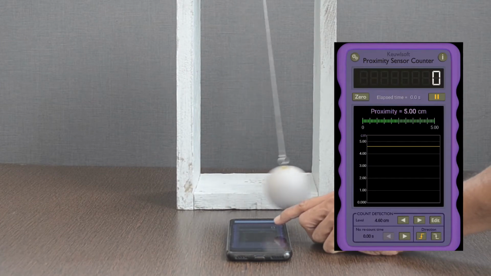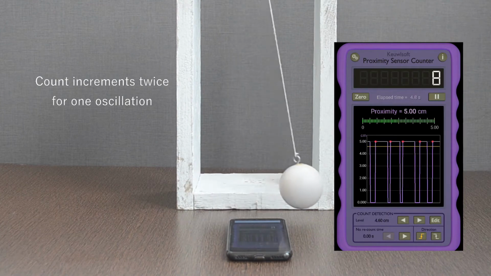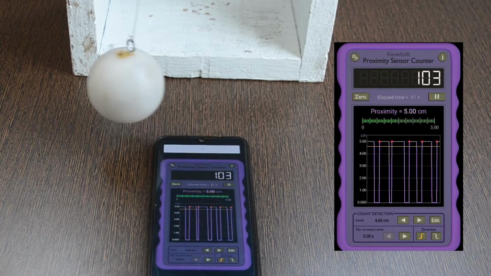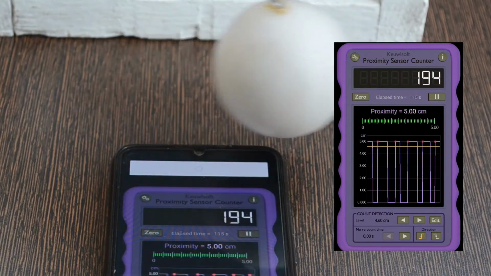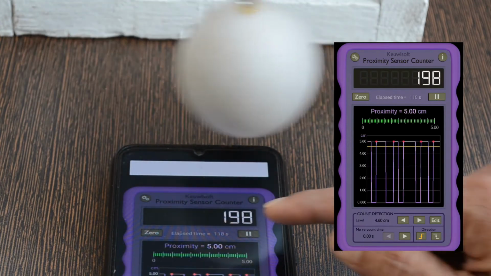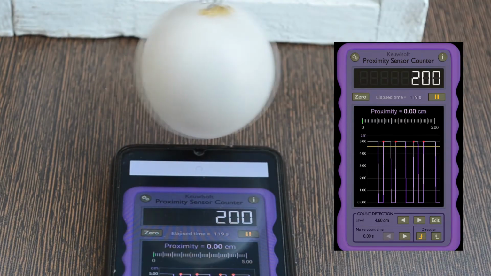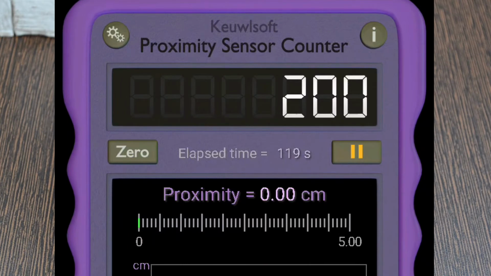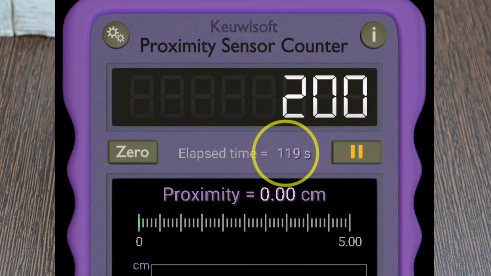Let us start. It took 119 seconds for 200 counts. That means 100 oscillations, as one oscillation results in 2 counts.